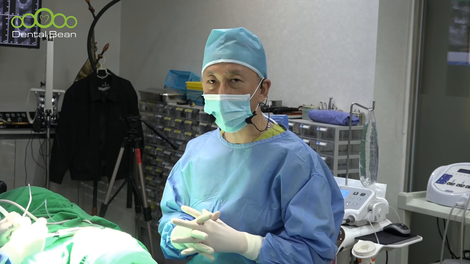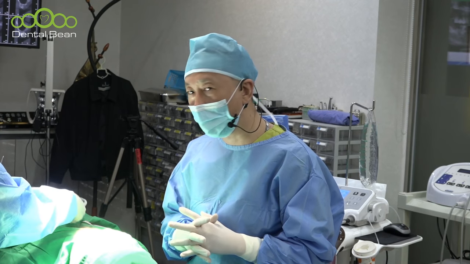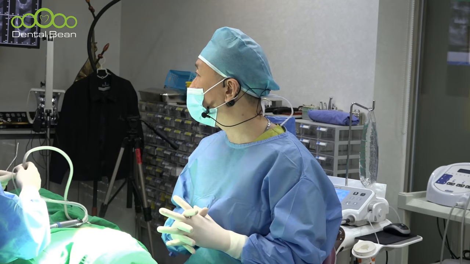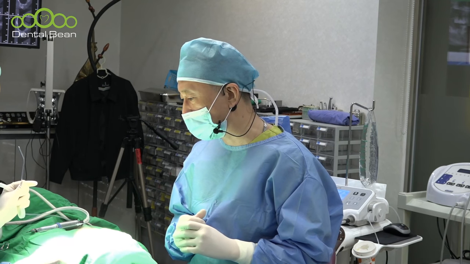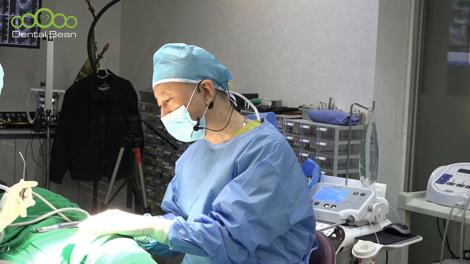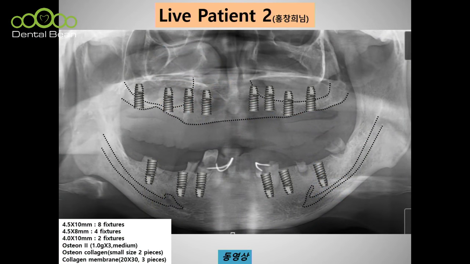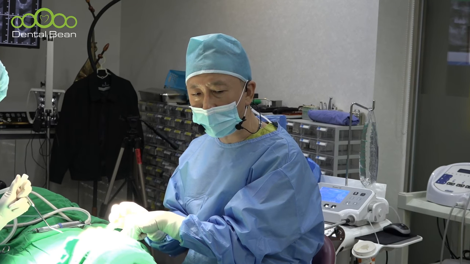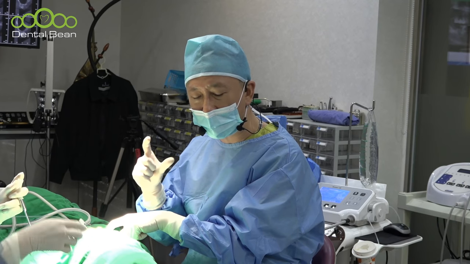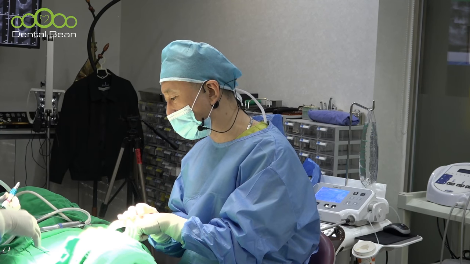So today, first patient, a 67-year-old male patient. The upper right side first, and then the lower right side, and lower left side. For the upper right side, my initial treatment plan is the crestal approach with immediate placement, but sometimes during the surgery I want to check the initial stability and the relation with the sinus floor. So sometimes the treatment plan changes to the lateral window. It depends on the bone density and the bone amount on the upper right side.